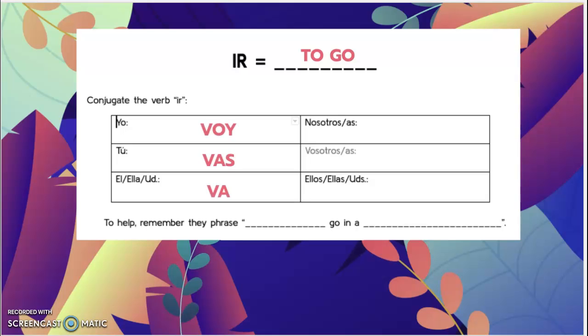We have yo voy, tú vas, él va. I am going, you are going, he is going, etc. Vamos, vais, y van. Another teacher showed me that we use the phrase they go in a van. They go in a van. So you remember that this is the ellos form. Oftentimes the only difference between these two forms is the letter N, so perhaps that helps you.